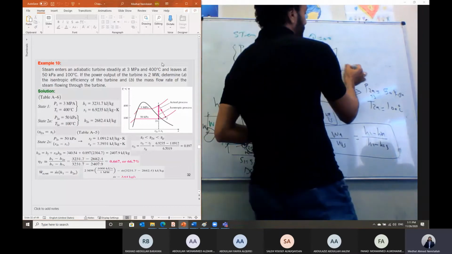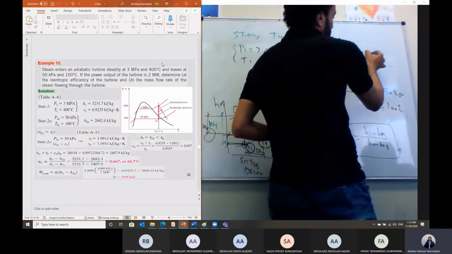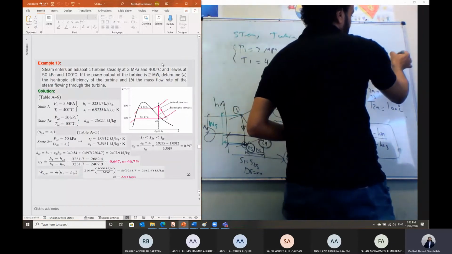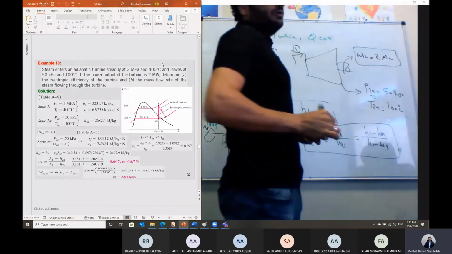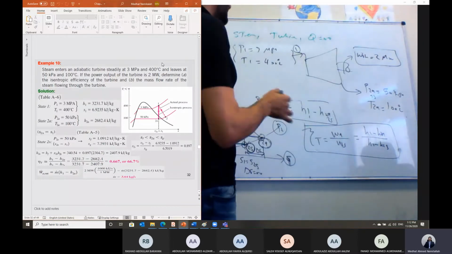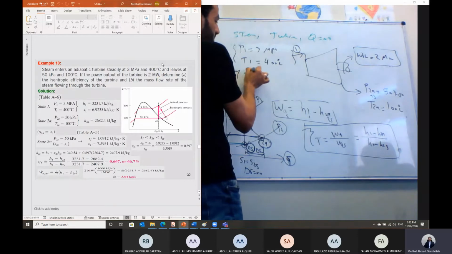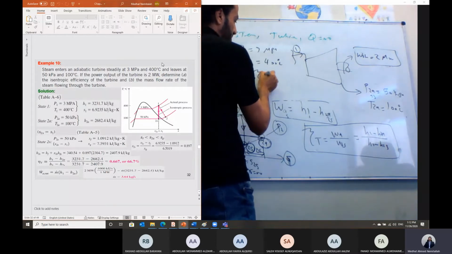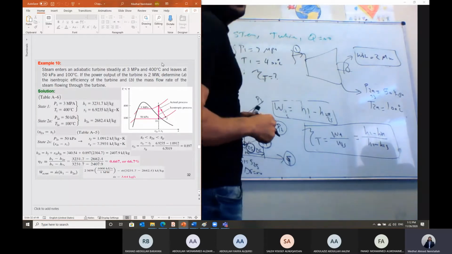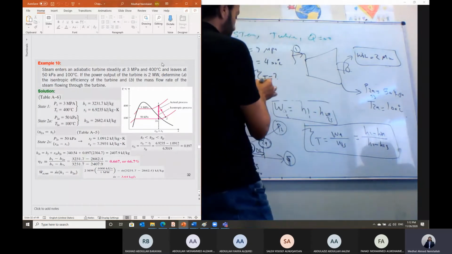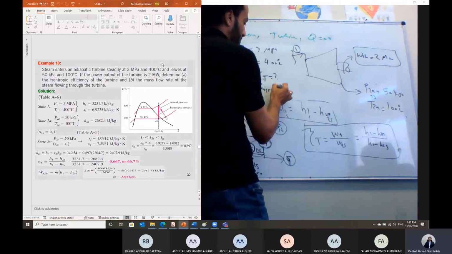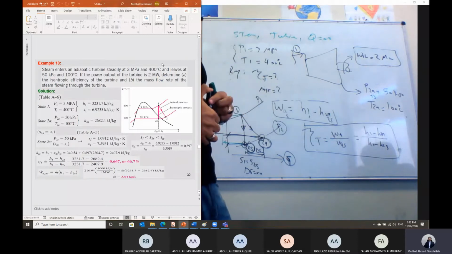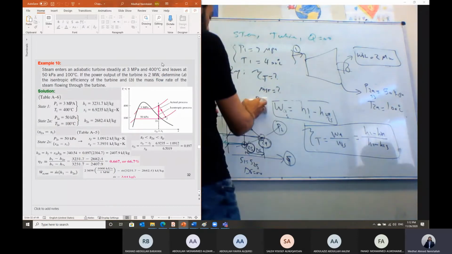He said the shaft power output of this turbine is equal to 2 megawatt in this case. And we need to calculate the isentropic efficiency of this turbine, and also the mass flow rate of steam, m dot steam in this case. So how can we proceed, guys?